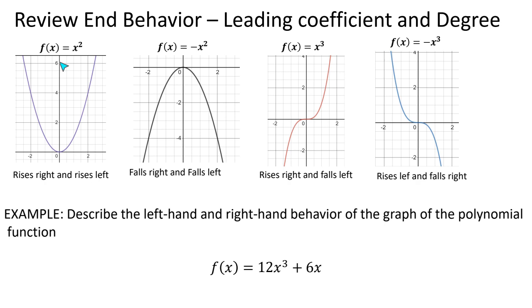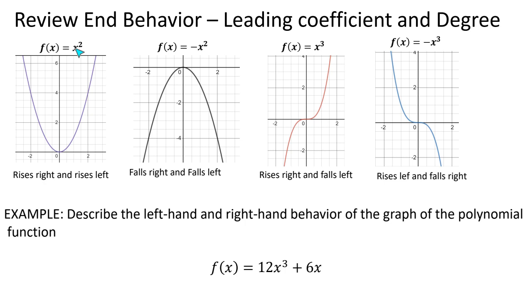So by now, hopefully when you see f of x equals x squared, you know what the graph for that looks like. And then we have negative x squared. You know, this is the one that opens down. And then we have x cubed, so that's going to look like this one. And then negative x cubed. If you know these 4 graphs, then you will be able to figure out the end behavior.